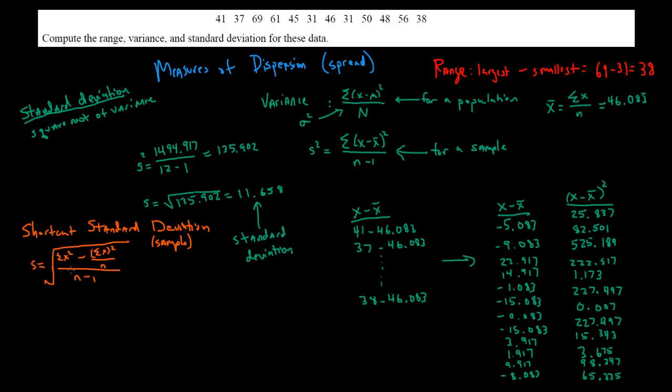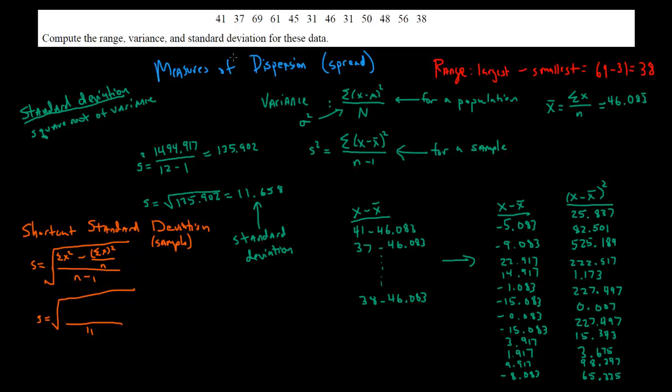So for this particular example, we want to find the standard deviation using the shortcut method. Well, n minus 1, that's easy. We already know that. That's 11. Now we need to find the sum of the x squareds, and we need to find the sum of x, and then square that. So what is the sum of the x squareds?